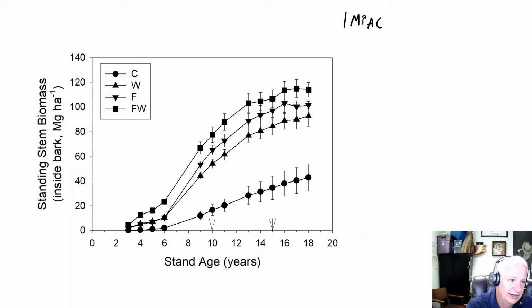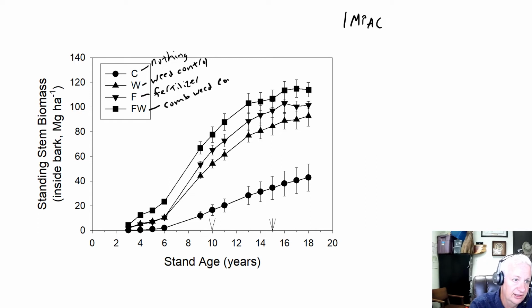It had a control treatment where trees were planted and they do nothing. It had a weed control treatment where all competing vegetation was removed. Okay? And then there's a fertilizer treatment where fertilizer was added. These are all on different plots, so we can measure them separately. And then this is a combination of weed control and fertilizer.